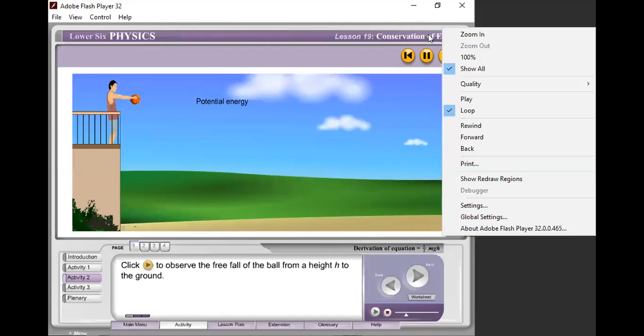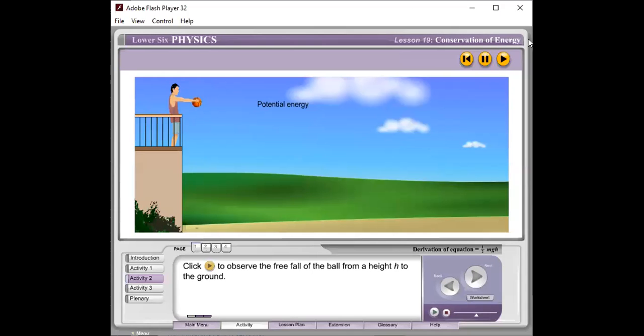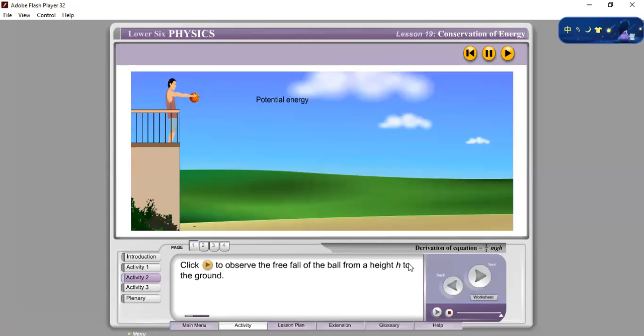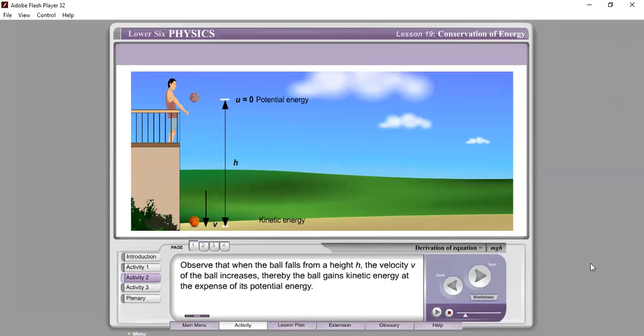Click the play button to observe the free fall of the ball from a height h to the ground. Observe that when the ball falls from a height h, the velocity v of the ball increases. Thereby, the ball gains kinetic energy at the expense of its potential energy. Hence, we see that there is a change in the form of energy.